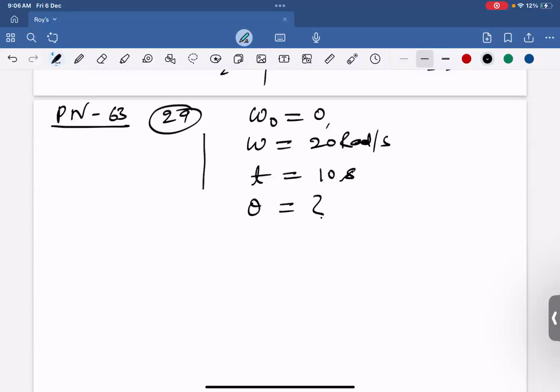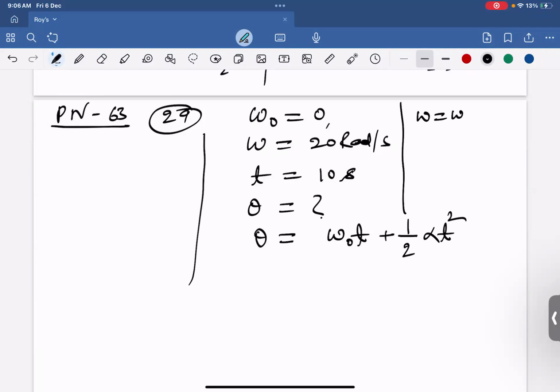So first you can find alpha, because for theta you can use two formulas here. One formula is omega naught into t plus half alpha t square. For that you need alpha. Alpha you can find by the equation omega is equal to omega naught plus alpha t. Omega is given 20, omega naught is given 0, alpha we don't know, and t is given 10, and that gives alpha equal to 2 radian per second square.